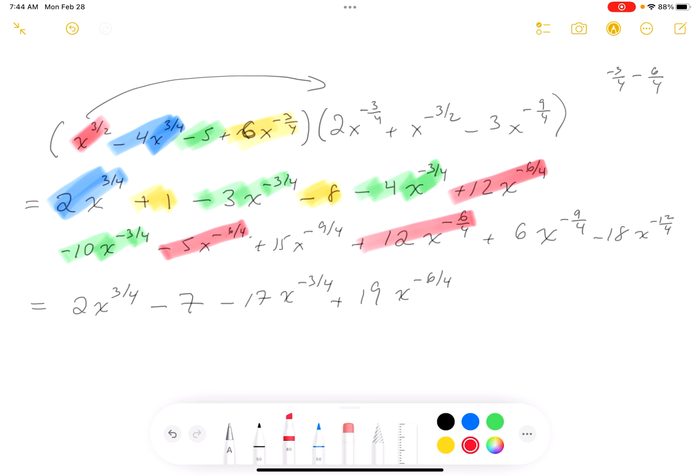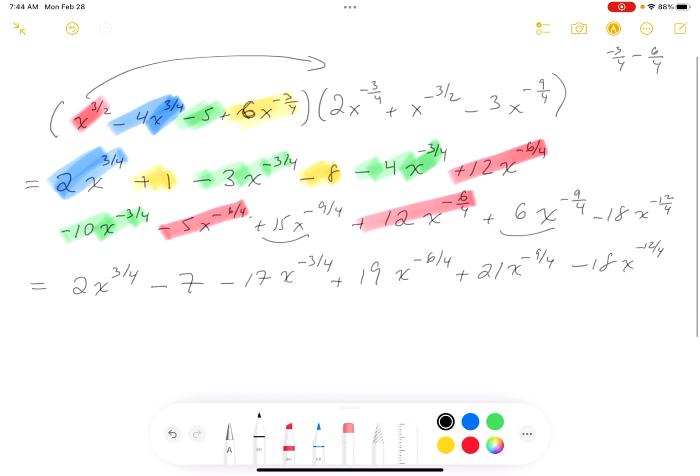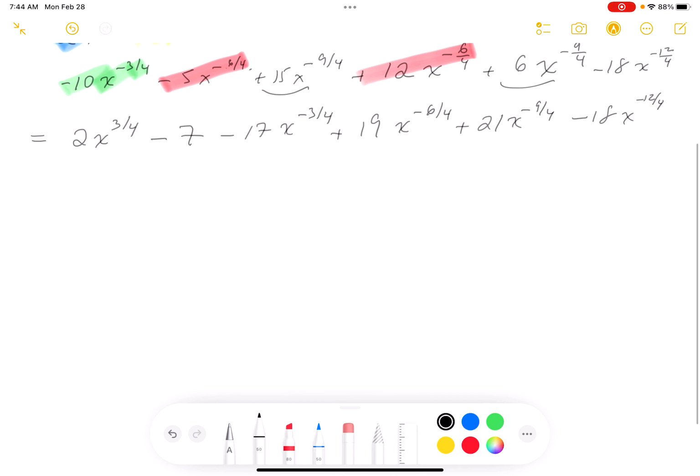Now let's do the next one. It gets a little bit easier because things have been accounted for. So you can get 21 x to the -9/4. That's this one, and then you get -18 x to the -12/4. Right, I'm going to write it a little differently. By the way, it's a fine answer, if it's correct, that is. I'm just going to write it a little differently.